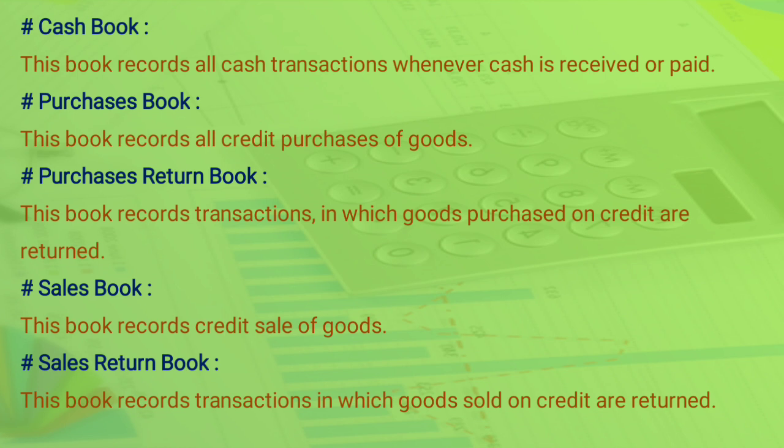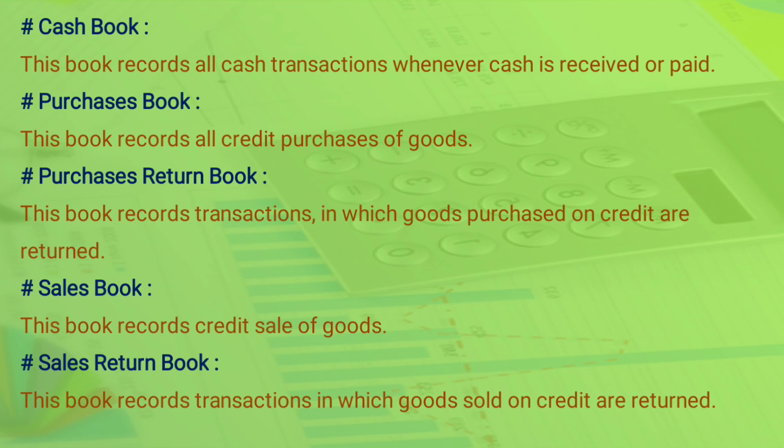Okay, so cash book was there in which we used to record only the cash transactions. Then after that, purchase book, where we used to record credit purchase of goods. And similarly, if those goods we used to return, then we used to record it in the purchase return book.